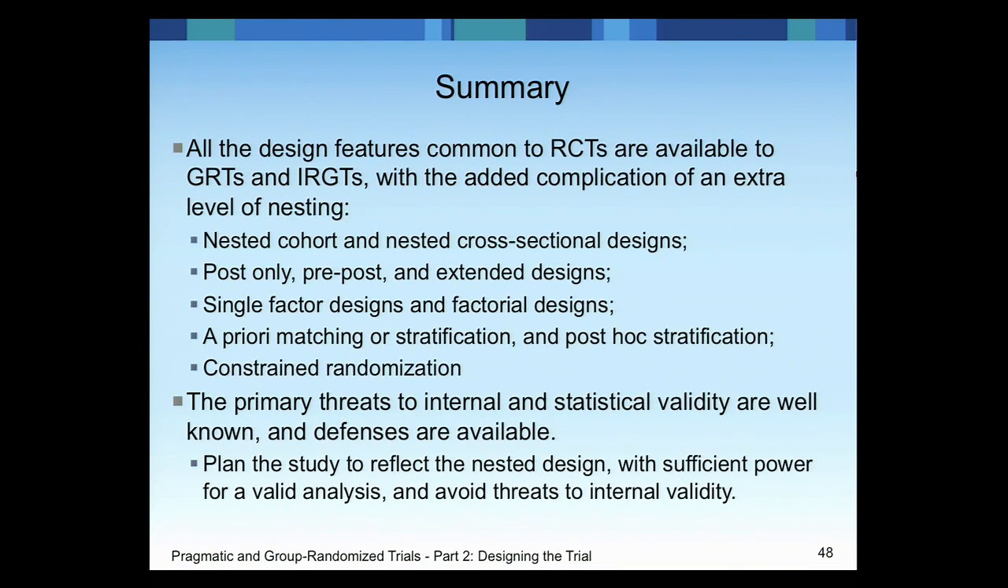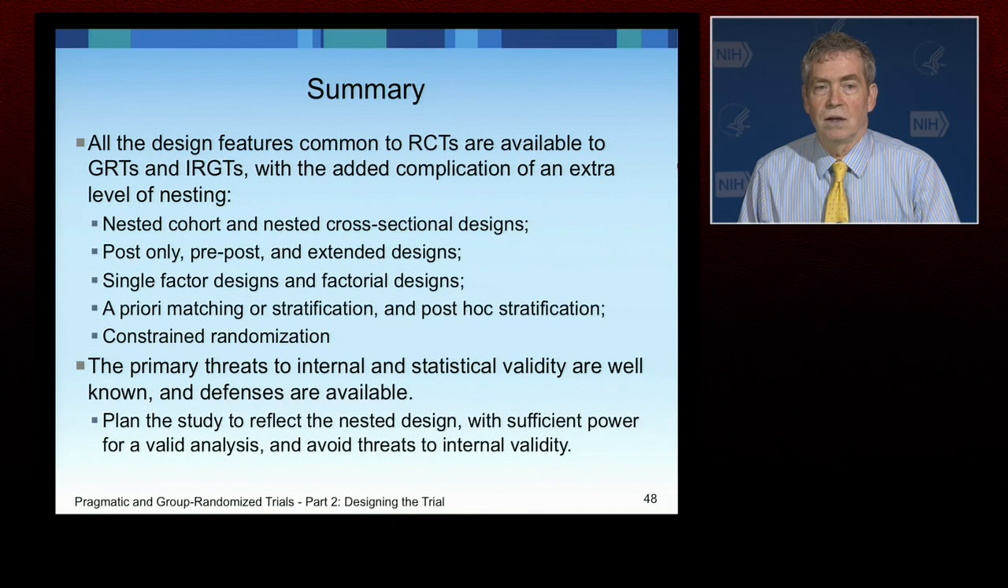To summarize what we've covered today, all of the design features that are common to randomized clinical trials are available in group randomized trials and individually randomized group treatment trials, with the extra complication that you've got another level of nesting. You've got nested cohort and nested cross-sectional designs, so cohort and cross-section, you can do both. You can have pre-test or post-test only designs, you can have pre-post designs, you can have extended designs, so time can be included as a factor with lots of levels. You can have a single factor, that's the most common. We sometimes see factorial designs, less common.